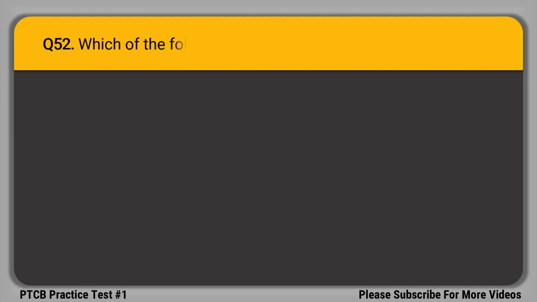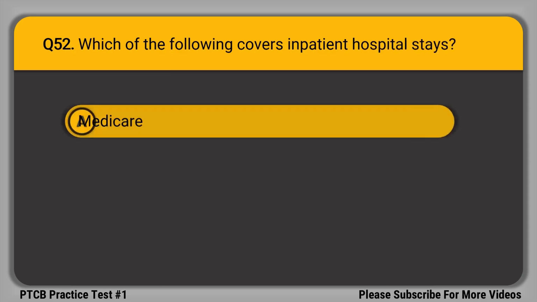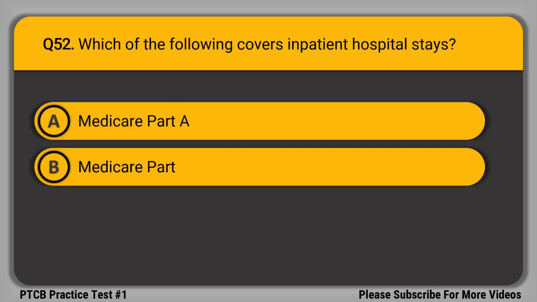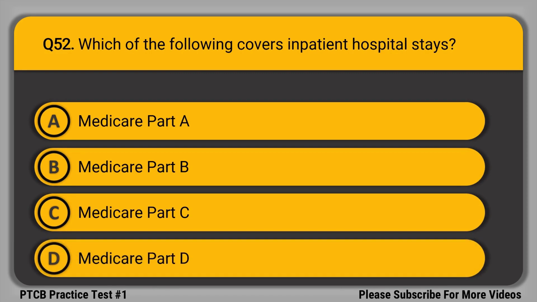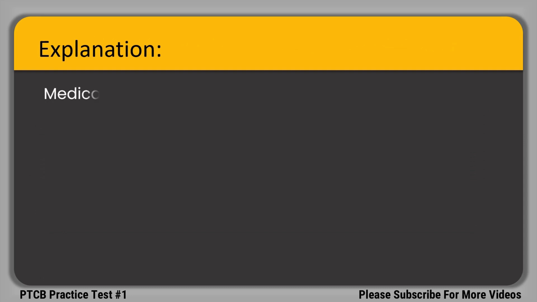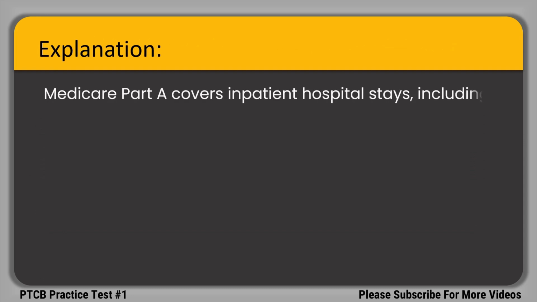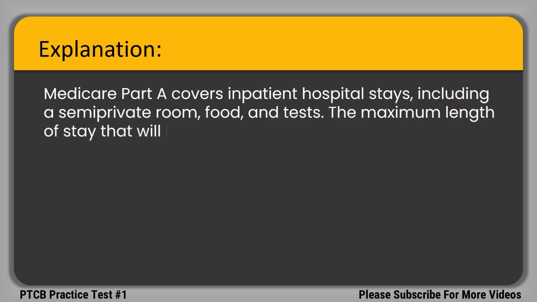Question 52. Which of the following covers inpatient hospital stays? A. Medicare Part A. B. Medicare Part B. C. Medicare Part C. D. Medicare Part D. A. Medicare Part A. Medicare Part A covers inpatient hospital stays, including a semi-private room, food, and tests. The maximum length of stay that will be covered is usually 90 days.